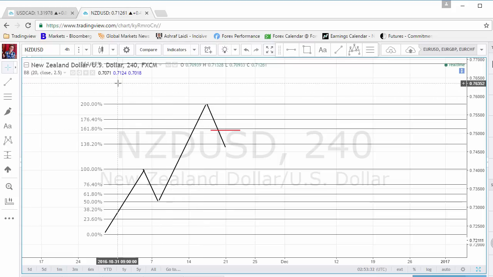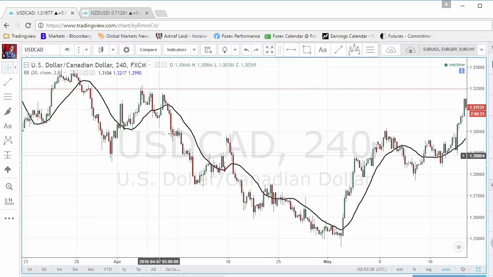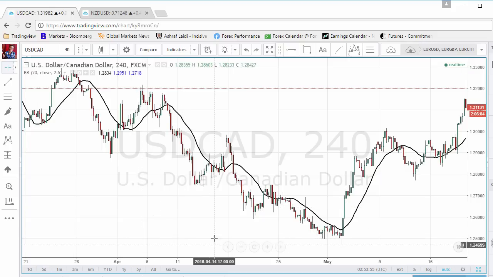So long story short, let's get into a few trade examples, and then it will become clearer what we are looking for. So now we are here on the US dollar Canadian. We are on the 4-hour chart, but again, Fibonacci's work on all time frames and on all instruments, markets. But at the same time, it is important to understand that not always you can draw a good Fibonacci tool.